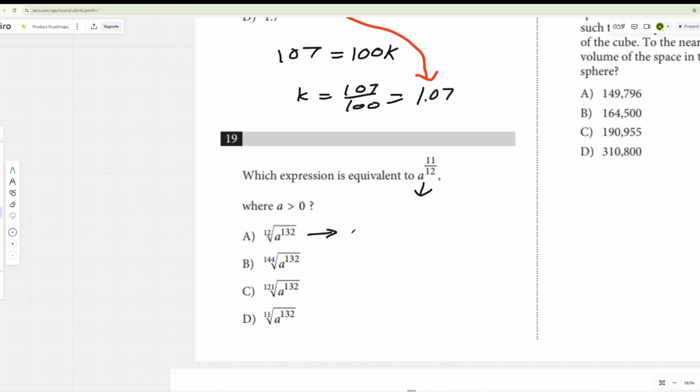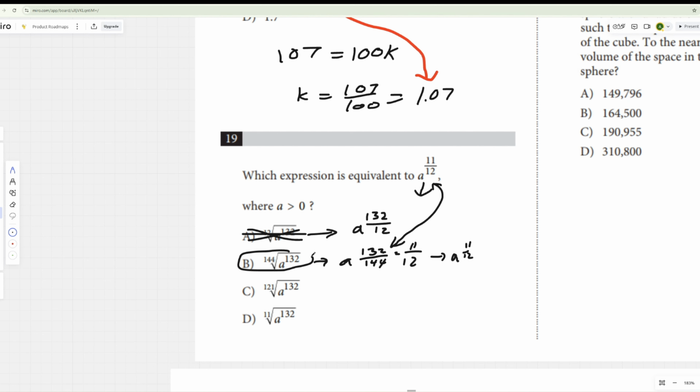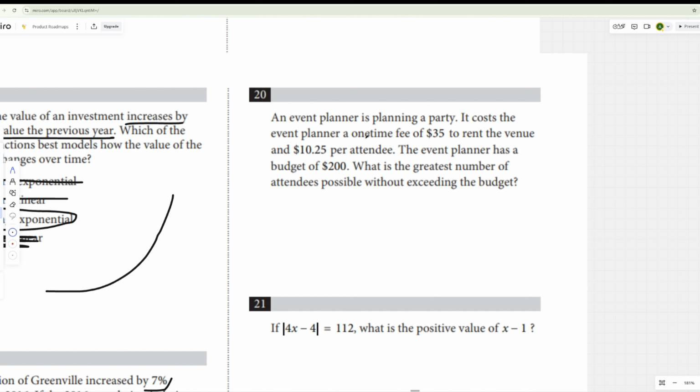So this is going to be a to the 132 over 12, which is wrong. How the heck can we get 11 over 12 to equal 132 over 12? That's wrong. This one is going to be a to the 132 over 144. Can we simplify this? Yes, we can. They're both divisible by 12, giving 11 over 12. So this is a to the 11 over 12, and that's your answer. They're the same. B.